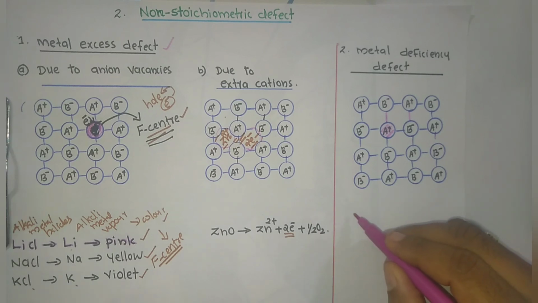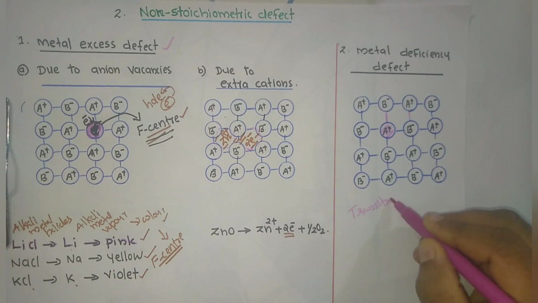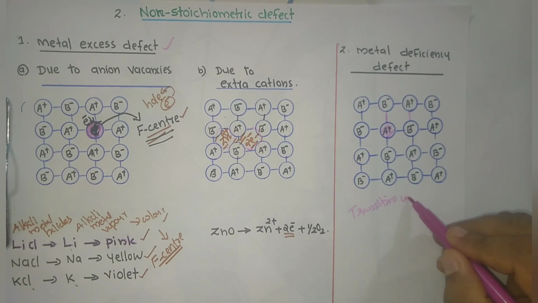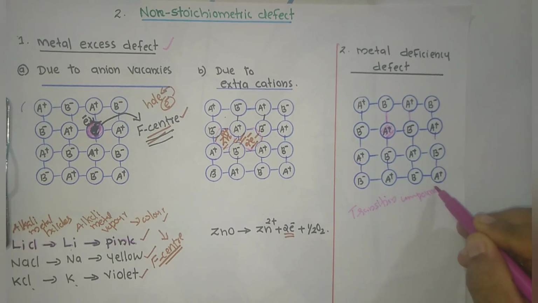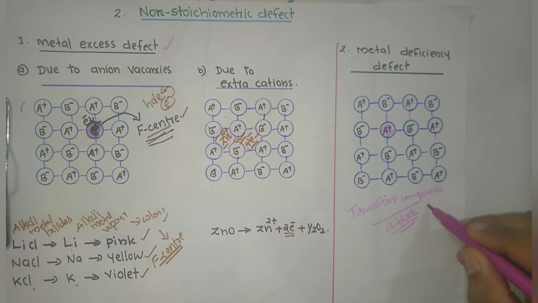Then this defect is commonly present in transition element compounds. Transition element compounds means d-block elements. Okay, example FeO, like that.